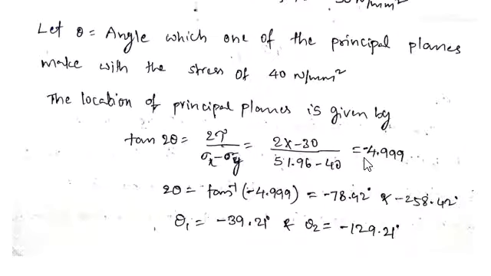when you substitute and simplify, we get minus 4.999, so 2 theta is equal to tan inverse of minus 4.999. For this we will get two values for 2 theta. One is minus 78.42 and the other is minus 258.42. So you can say we have two values for theta, theta 1 and theta 2. Theta 1 will be minus 39.21 degrees, and theta 2 will be minus 129.21 degrees. So here we got theta values as negative.